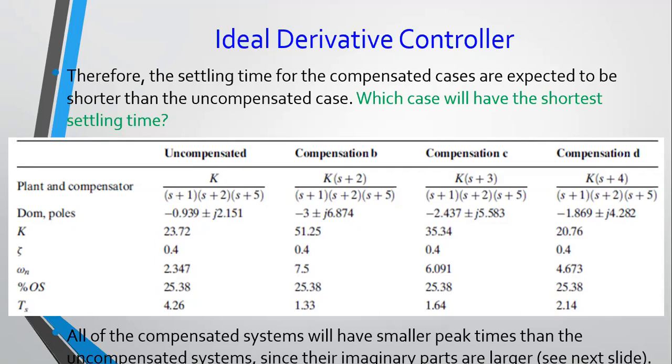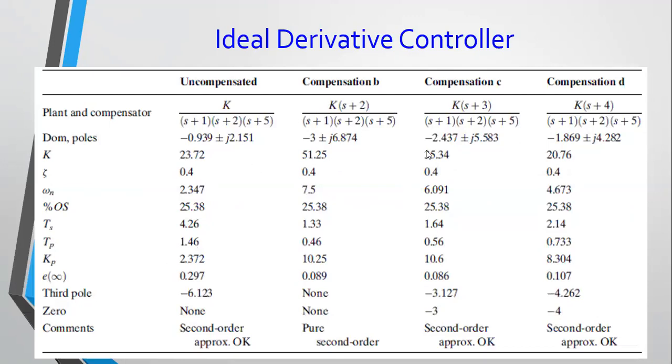Okay, so if you wanted now to also compare the peak time, again, we take pi divided by this value. If you compare the imaginary parts of your compensated operating point to your uncompensated case, you can see they are all larger, and this is 2.151, so you expect your peak time also to be reducing. As you can see here, the full table. So you can see your peak time initially was 1.46 before any compensation. Now by adding these zeros here, you can see your peak times are reduced.